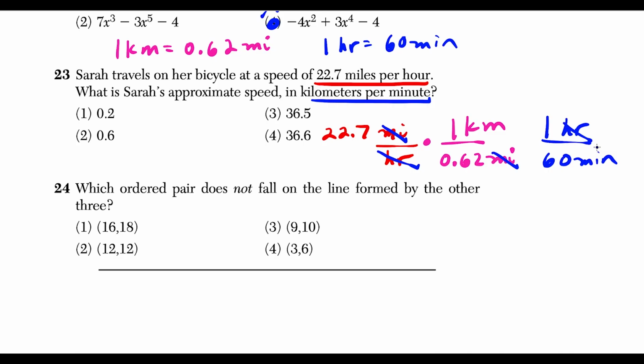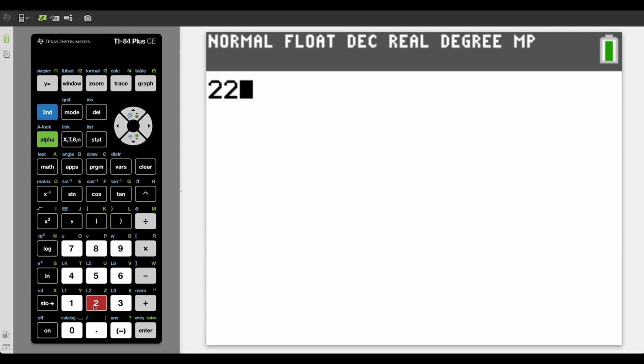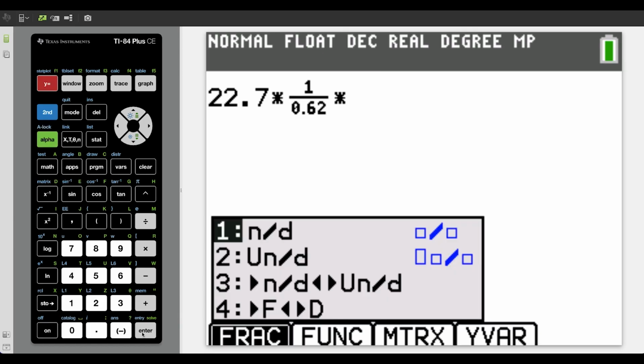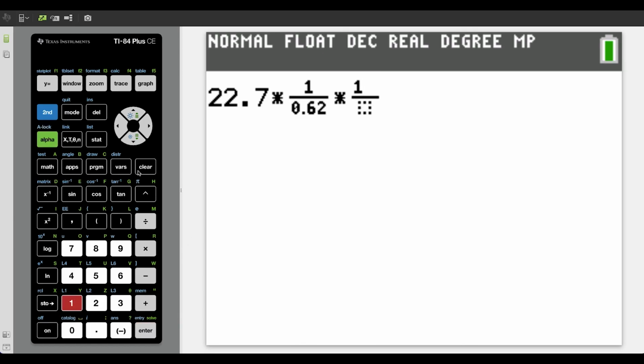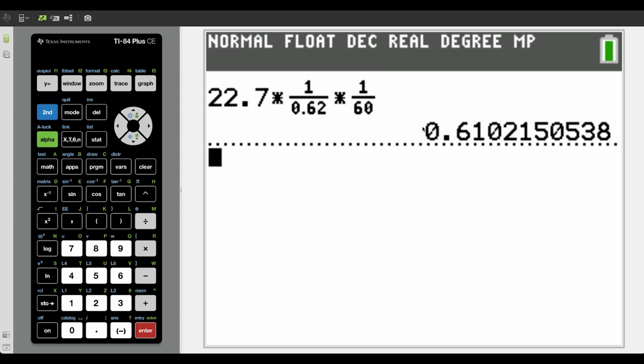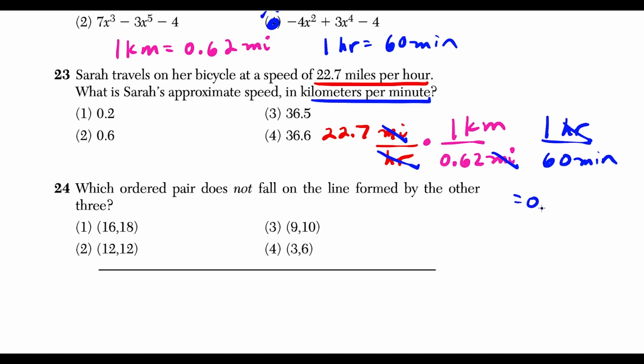The rest is just typing in the calculator. So now we're back on the main screen here. Let's just type in that product. We have 22.7 times, and we're going to multiply by the fraction 1 over 0.62, and then we're multiplying that by the last fraction that we wrote, 1 over 60. So we multiply this, and we have 0.610. So this is all equal to 0.610, and remember, we're left with kilometers per minute, but they want us to round to the nearest tenth here, so this is going to correspond to choice 2.